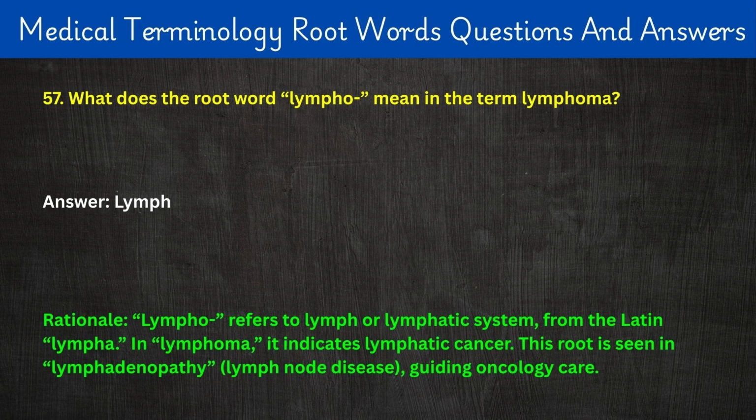57. What does the root word lympho- mean in the term lymphoma? Answer: lymph. Rationale: Lympho- refers to lymph or lymphatic system, from the Latin lympha. In lymphoma, it indicates lymphatic cancer. This root is seen in lymphadenopathy, lymph node disease, guiding oncology care.